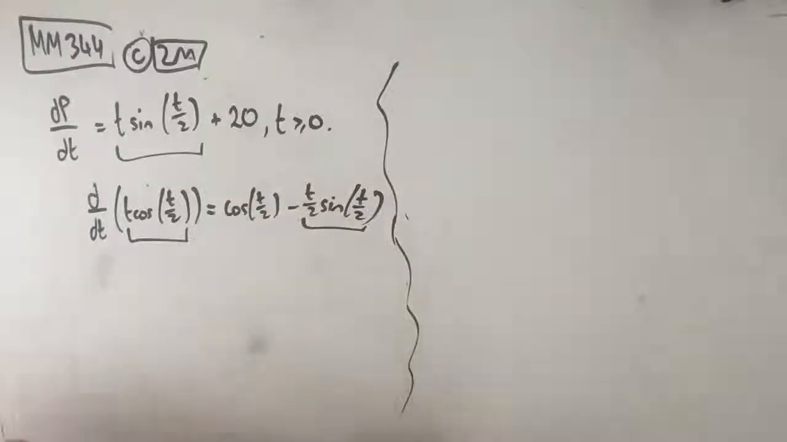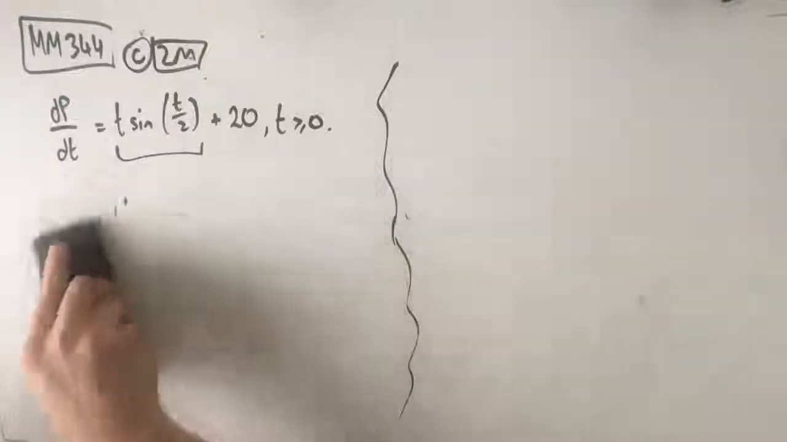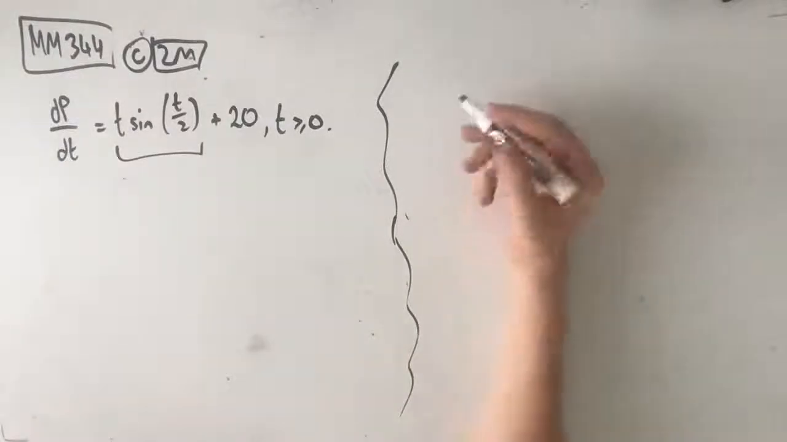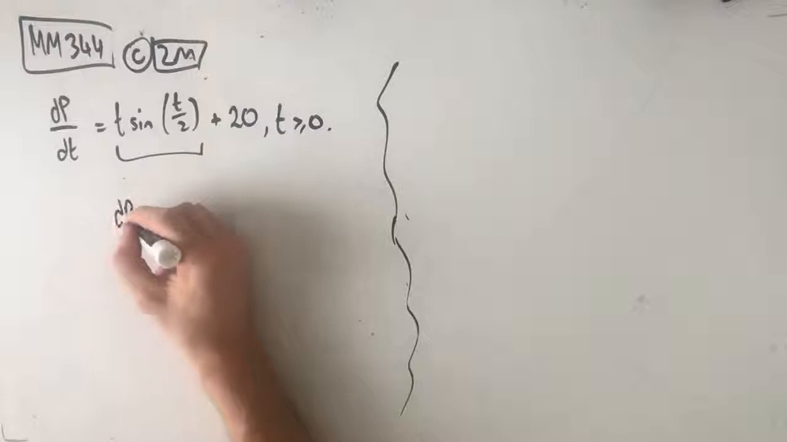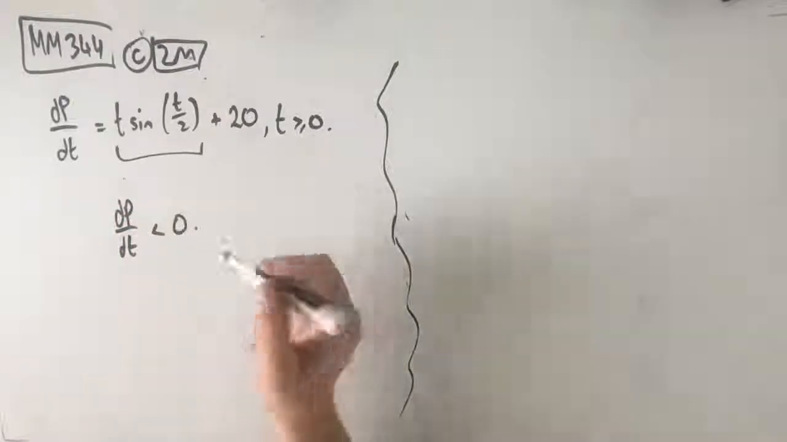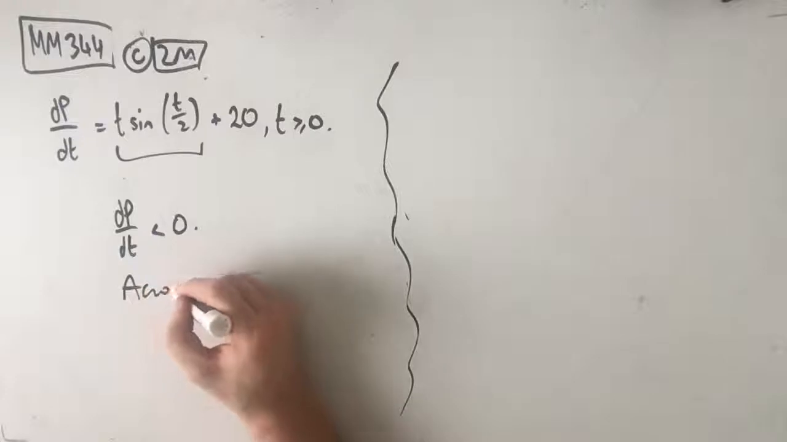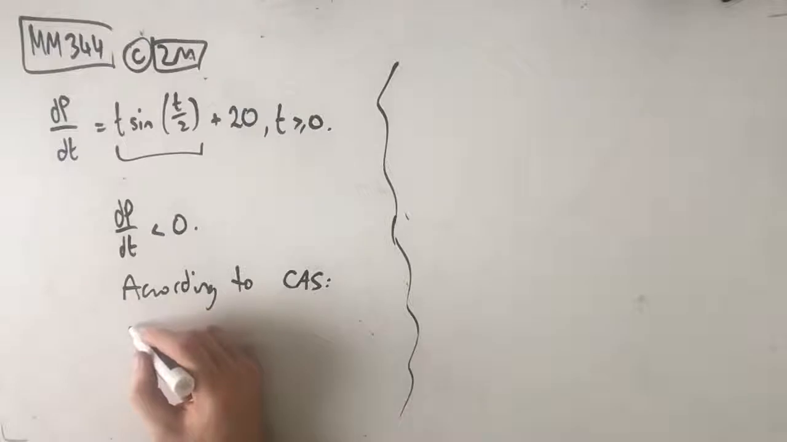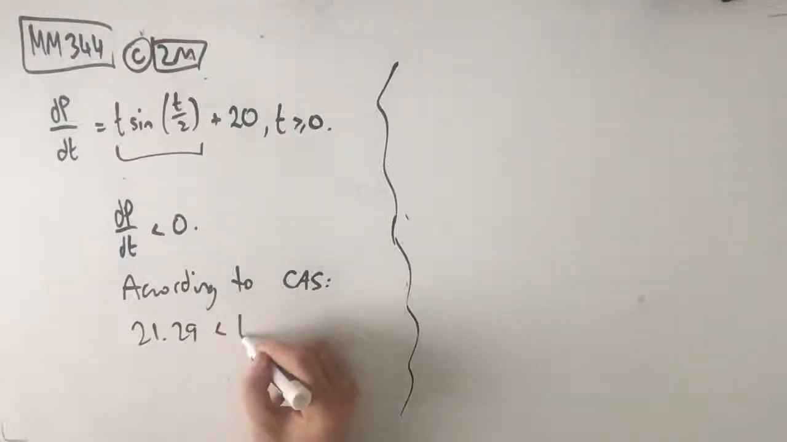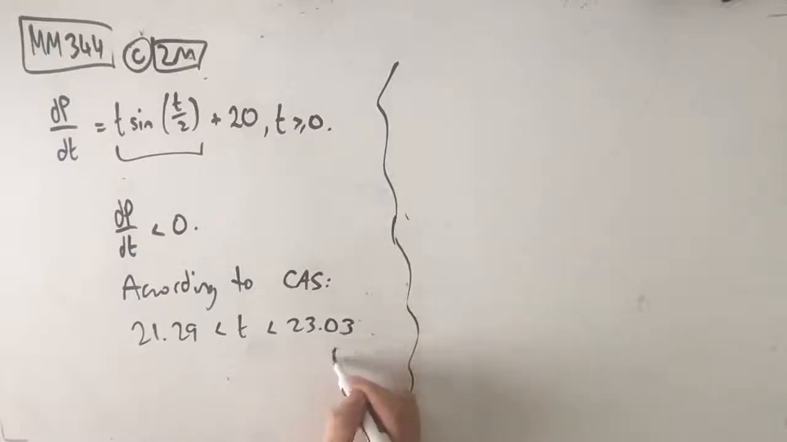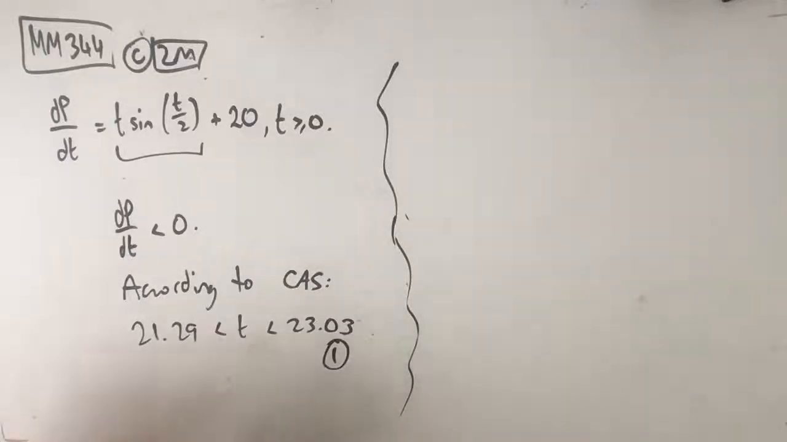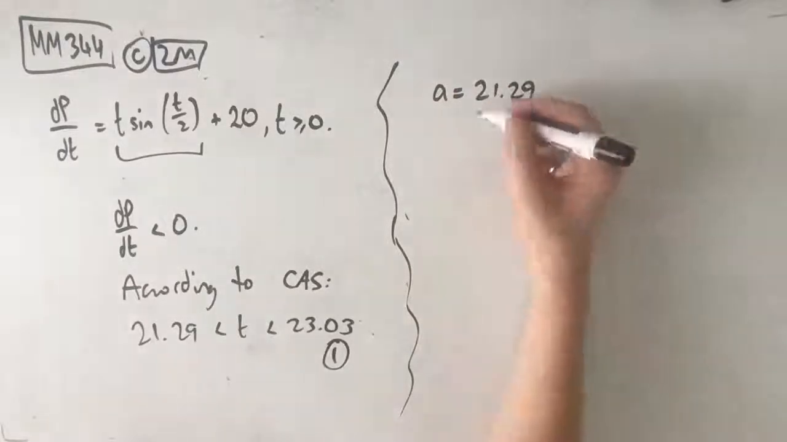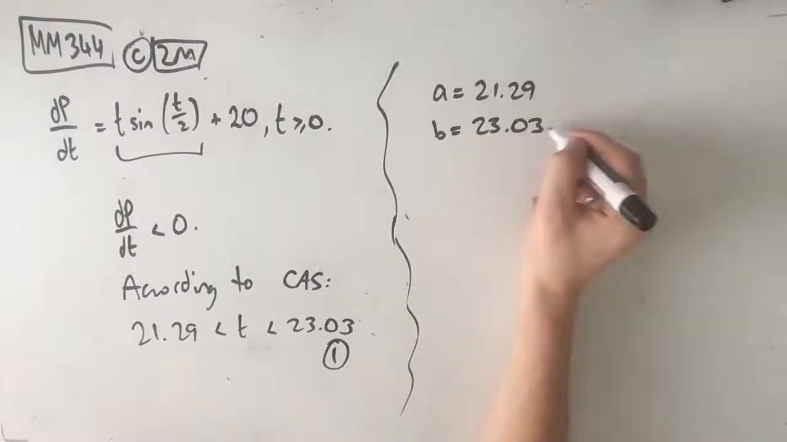But what you would kind of do is say that it starts decreasing when the gradient is less than 0. So it's decreasing when dP/dt is less than 0. And you could say, according to Kaz, it starts decreasing between 21.29 and 23.03. So that would be your first mark. But we haven't actually stated what a and b are, right? So then we need to say that a is equal to 21.29 and b is equal to 23.03. And that's our second mark.